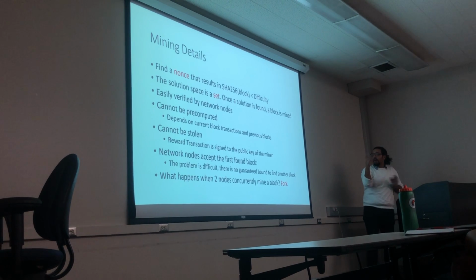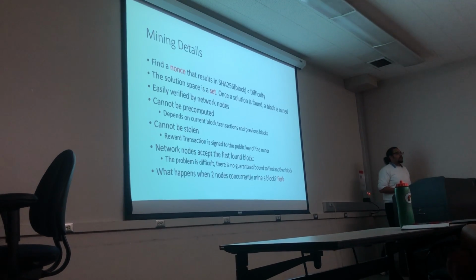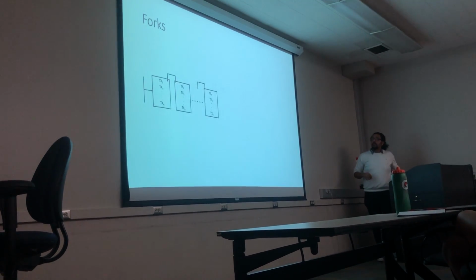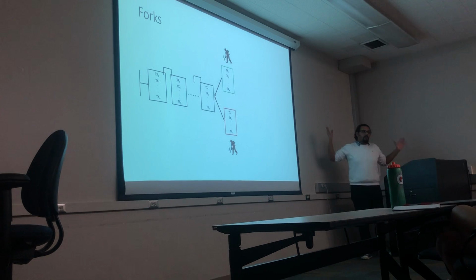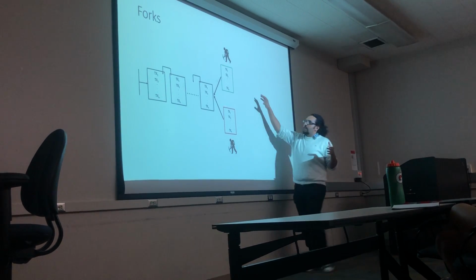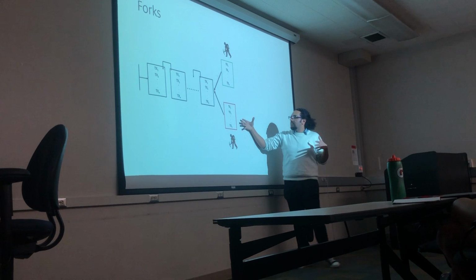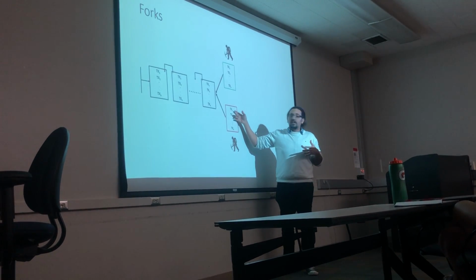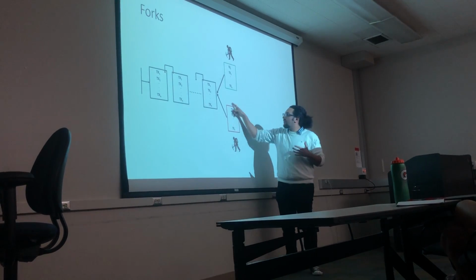So that's your question: what happens when two nodes concurrently mine a block? We call this situation a fork, and forks are really, really bad. So you have two miners, one mined the green block, the other one mined the red block. As we said, the miners validate transactions. You have to make sure that these transactions are not conflicting with the past, and they are not conflicting with each other.